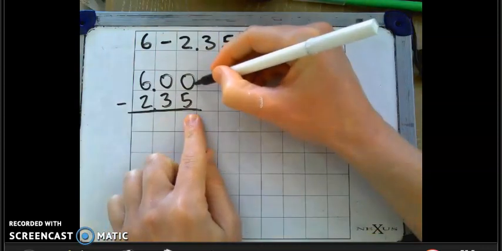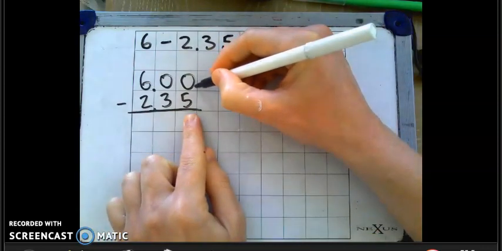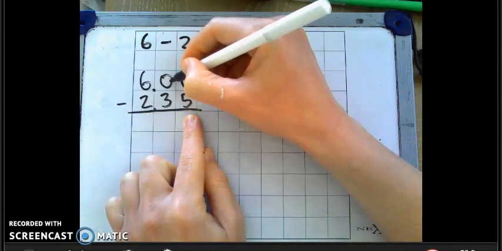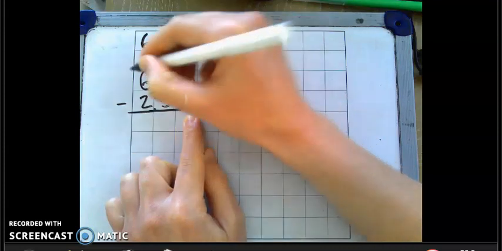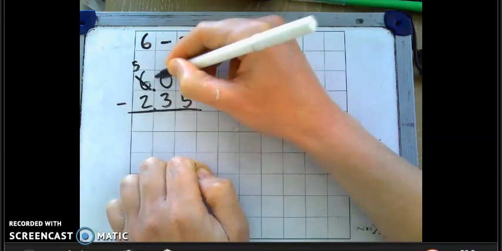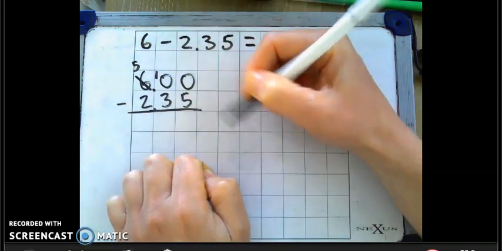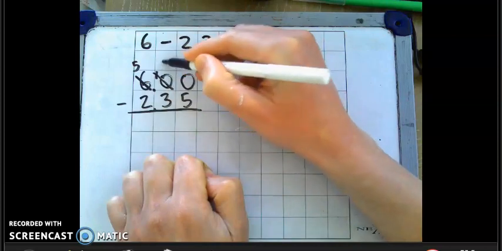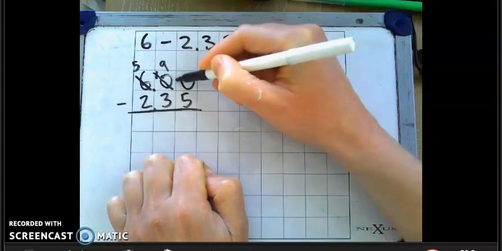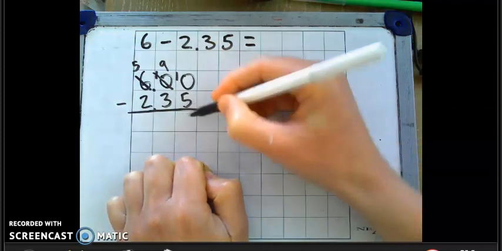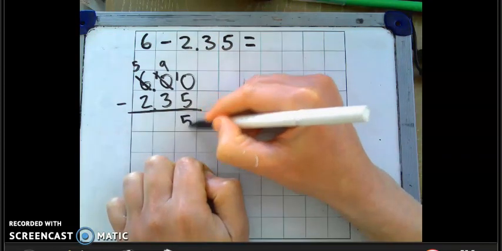5 subtracted from 0 we can't do, and we can't exchange or carry anything from here. So we're going to need to go right over to here. 6 becomes 5. That would become 10. But straight away we know we need something from there, so the 10 becomes a 9. Now this becomes 10. 10 subtract 5 is 5.